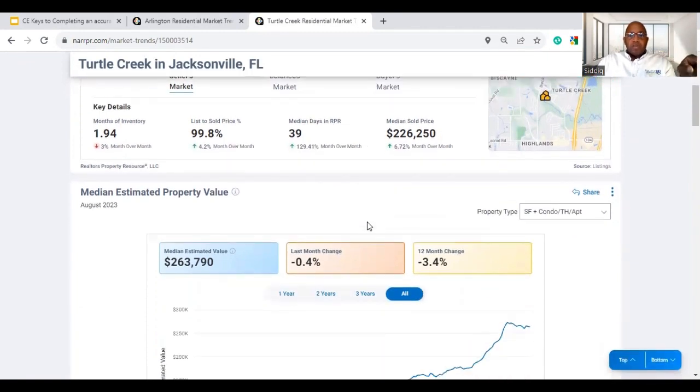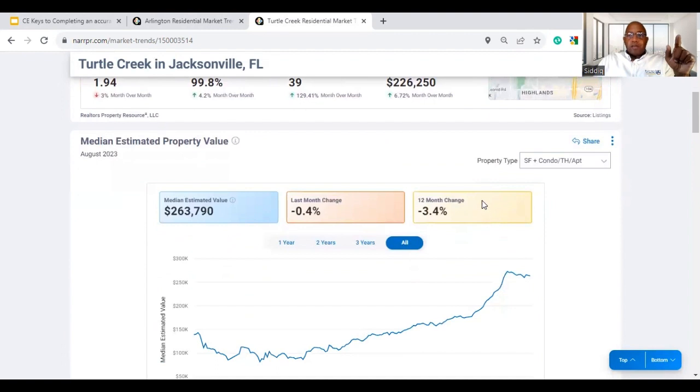Now, the issue is this. RPR only gives you data on the last 12 months and the last month. So what if you want to find out what's the increase or decrease over the last 90 days? Or what's the increase or decrease since January? RPR doesn't give you that, but I'll show you there's a way you can do that by using this formula that I'm going to share with you.